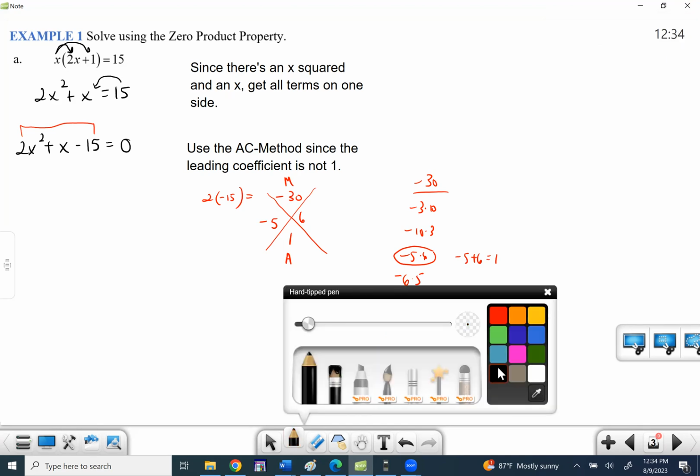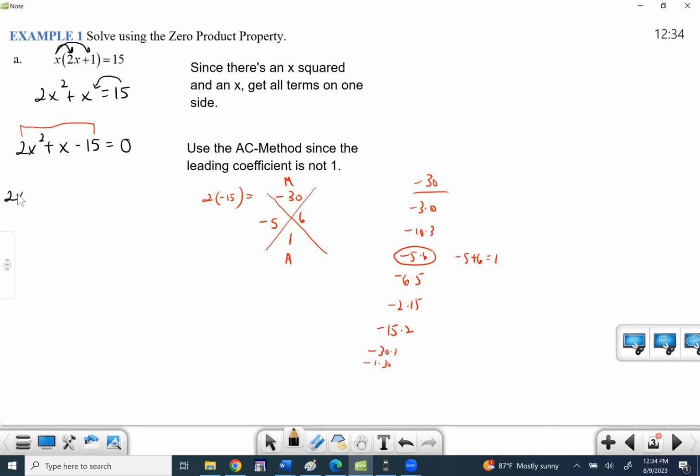Now, how we use those 2 numbers that we got, at least in the AC method, is you are going to, order doesn't matter, you could put the 5 or the 6, okay? So let's say we put the 5 here, and we put the 6 here, and then we keep everything else the same. Now what's happened here? Let's see. These match up. This matches up.